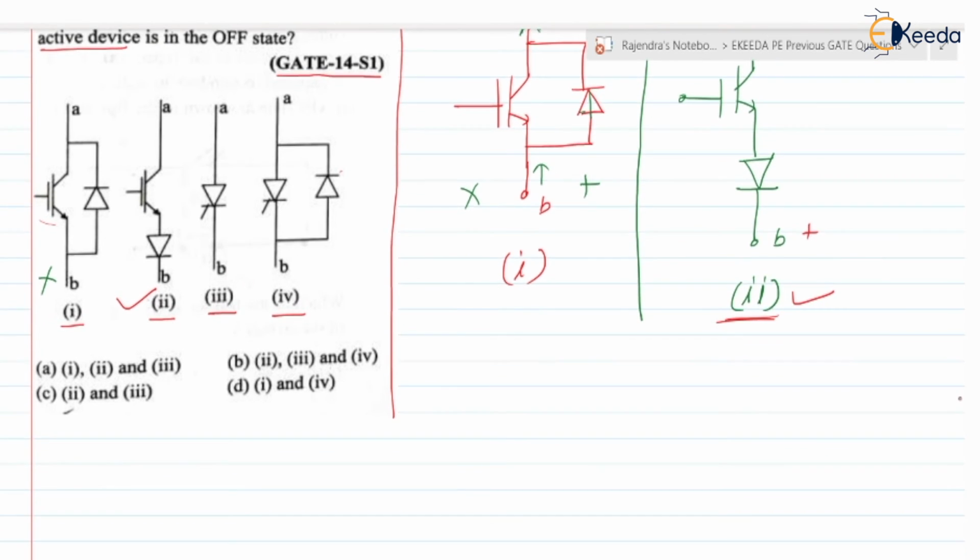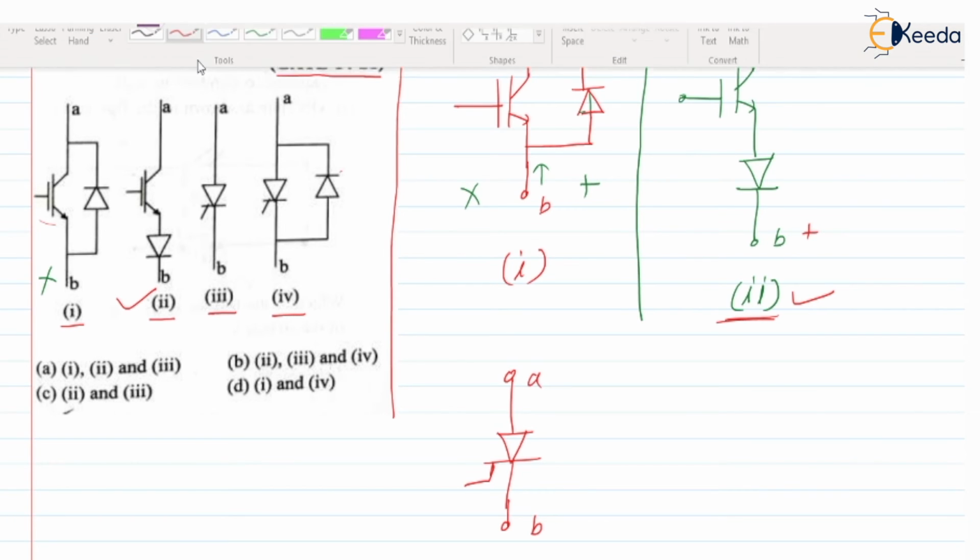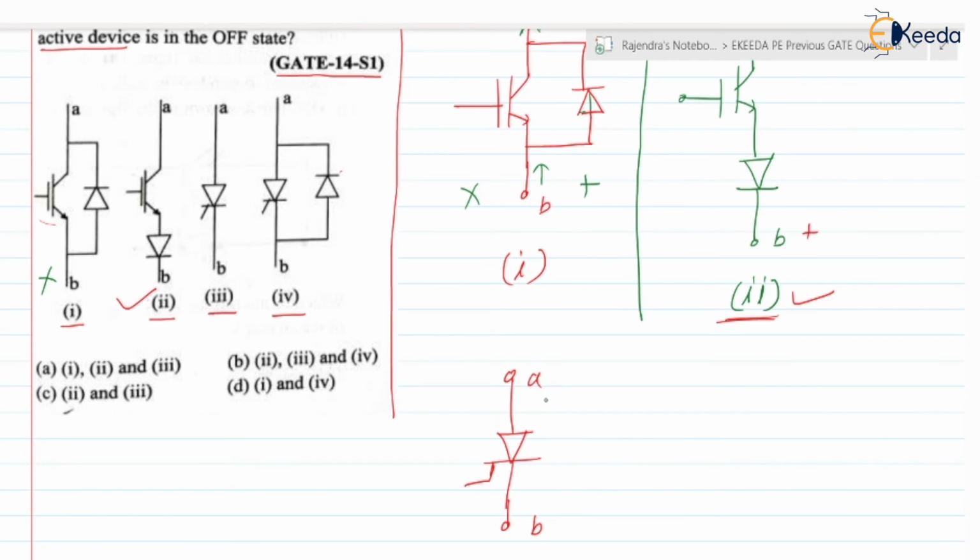In the third option they have given the SCR, or the thyristor. Suppose when the SCR is in the off state, it will not allow current from A to B. Current will not flow from A to B, so definitely the SCR will block the forward voltage.